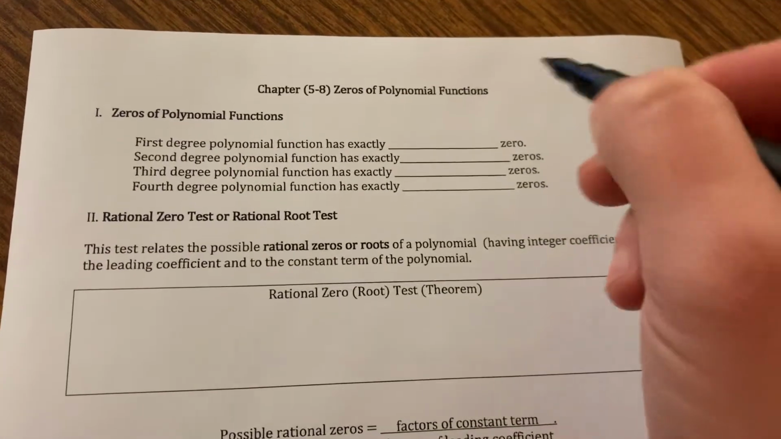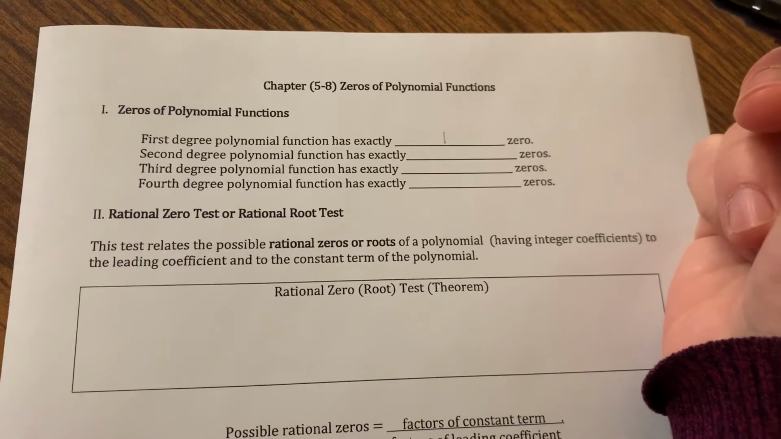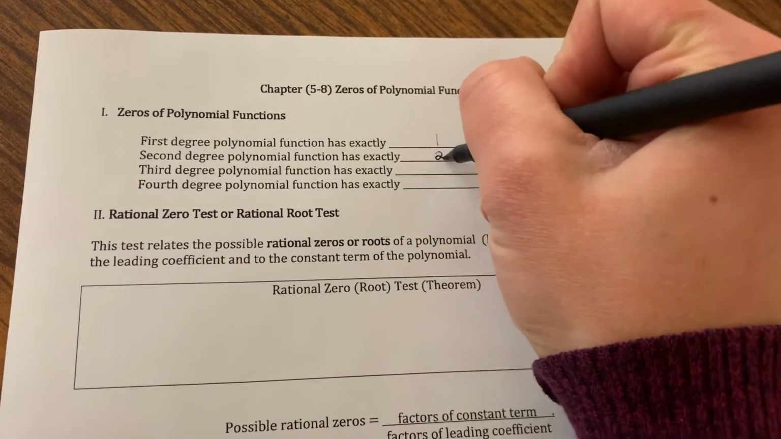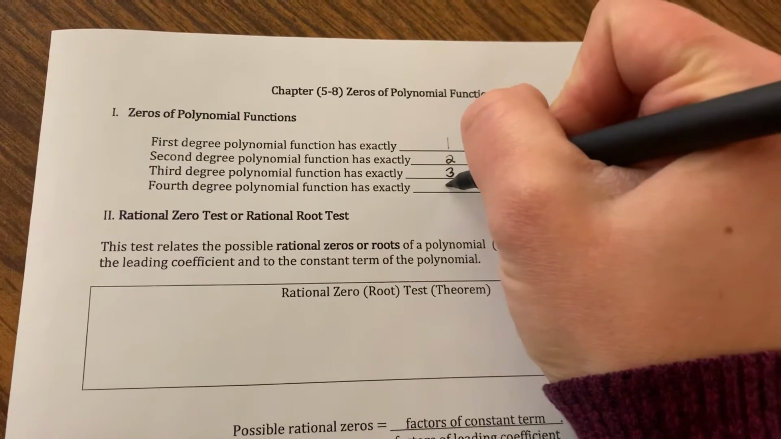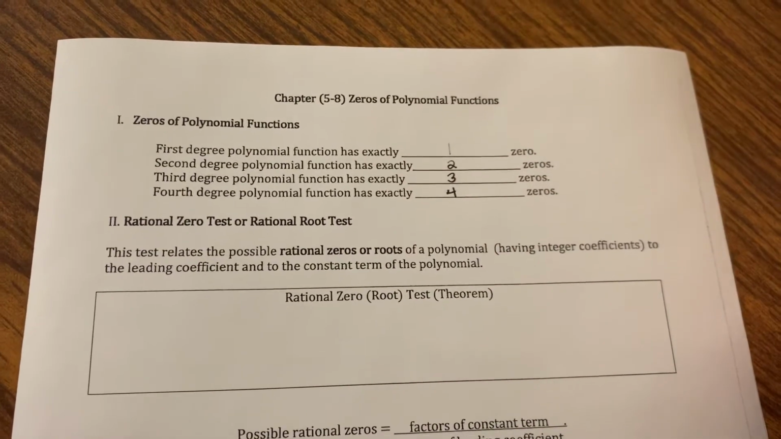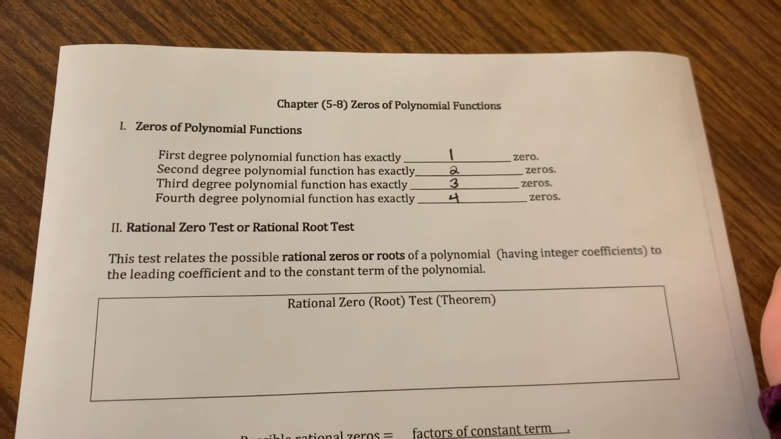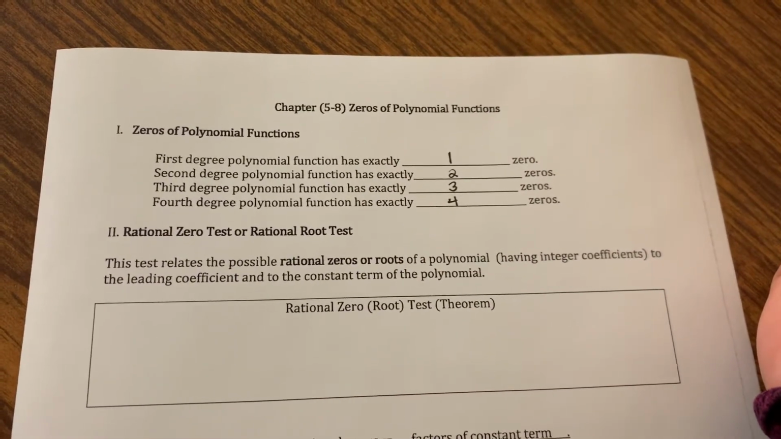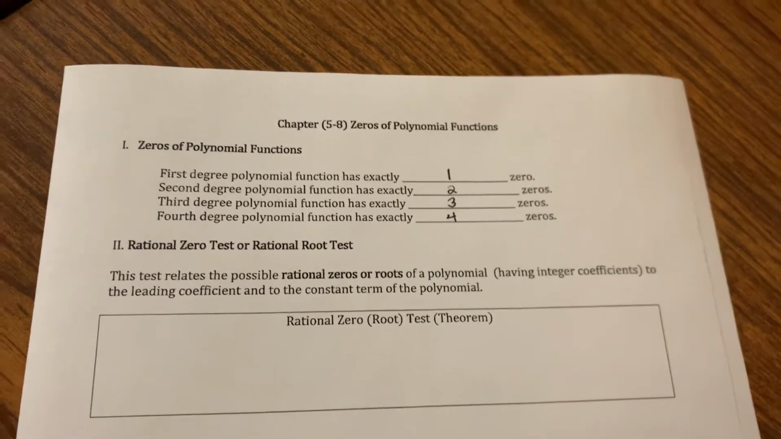So if you have a first degree polynomial, you're going to have exactly 1 zero. And if you have a second degree polynomial, you'll have 2 zeros. Third degree polynomials will have 3, and fourth degree will have 4. Okay? We didn't discuss what they're going to look like yet. That's the last part of the chapter, their behavior. But I thought I'd stick with the consistency of the factoring and division and work on that.